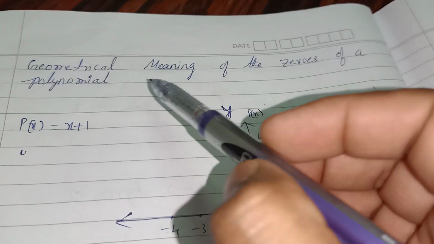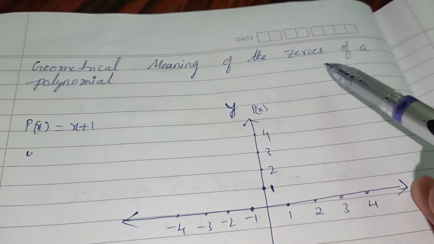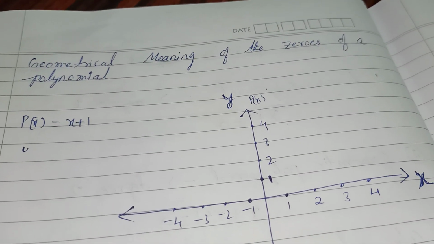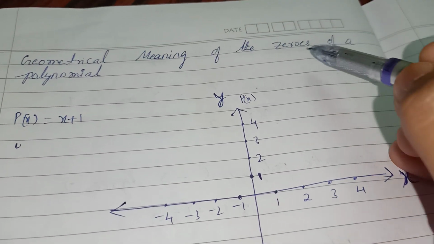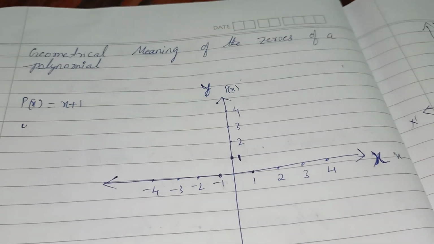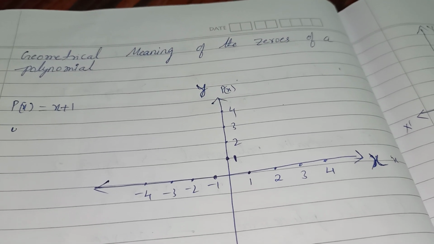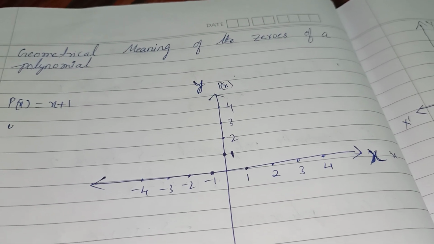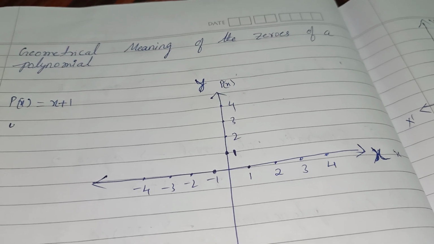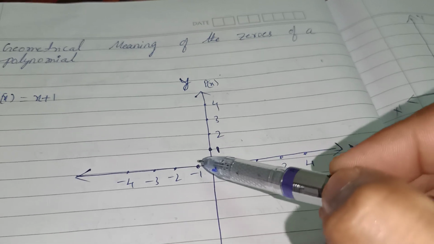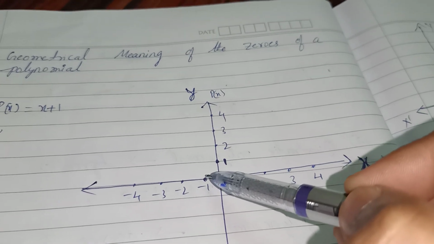The next topic is the geometrical meaning of the zero of a polynomial. It is very simple. If a graph cuts the x-axis, then that point is called a zero of the polynomial.